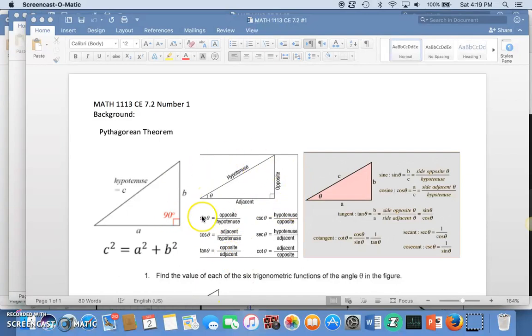So if you know how the reciprocals go and you know this side, then this side's pretty easy to deal with. Cosecant is sine's reciprocal, so it's hypotenuse over opposite. Secant is cosine's reciprocal, which is hypotenuse over adjacent. Cotangent and tangent are reciprocals, so this is adjacent over opposite.